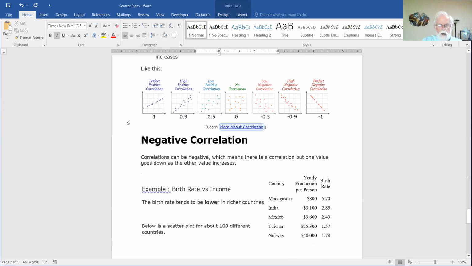Here we have a positive correlation, highly positive. When the data are too scattered out, but it looks like they're generally going up, we call that a low correlation. When the data are just all over the map randomly, there's no correlation.